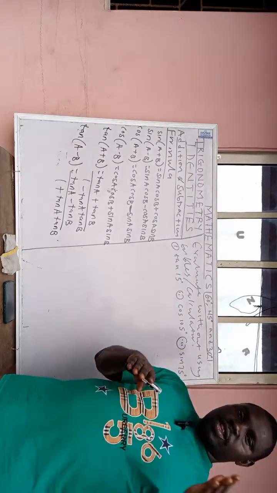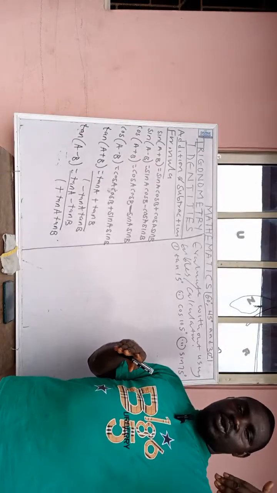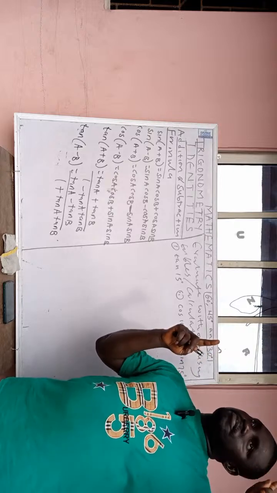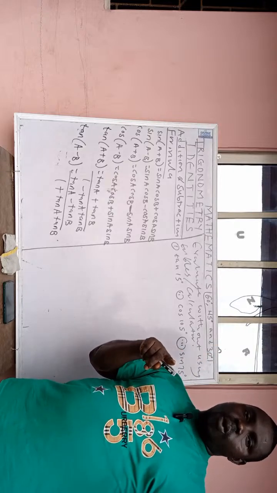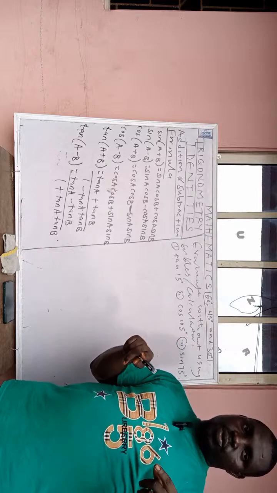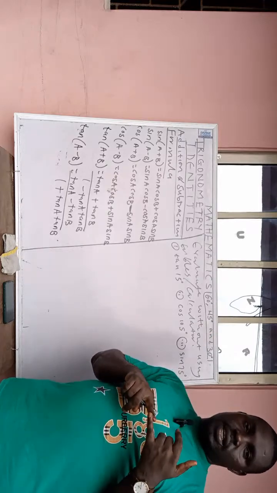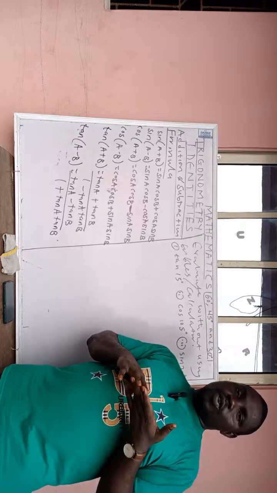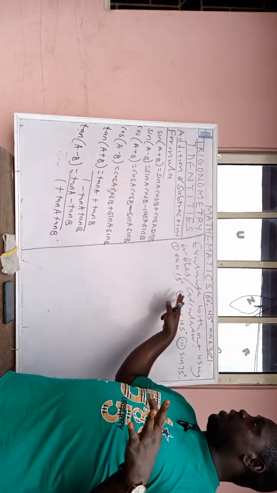Then come to cos. What sin 60 will give you is what cos 30 will give you. And what sin 30 will give you is what cos 60 will give you. And then come to tan 30, tan 60, that's root 3, which is 1.73 thereabouts. Okay, then you come to 45 now.